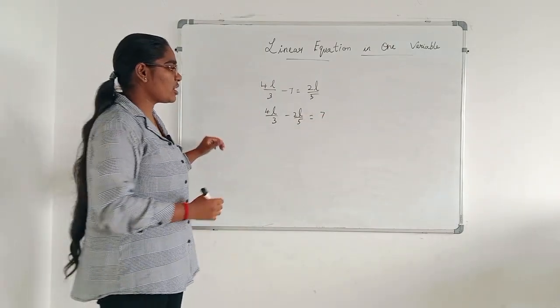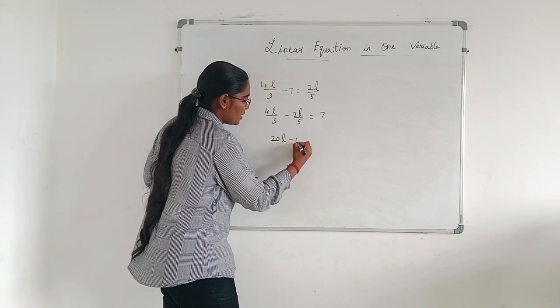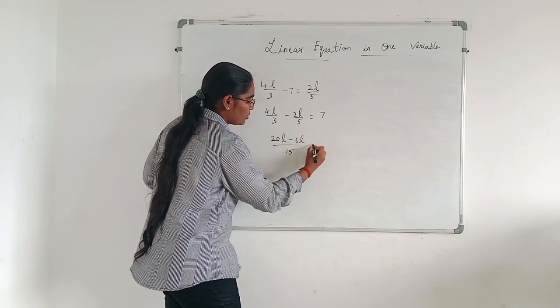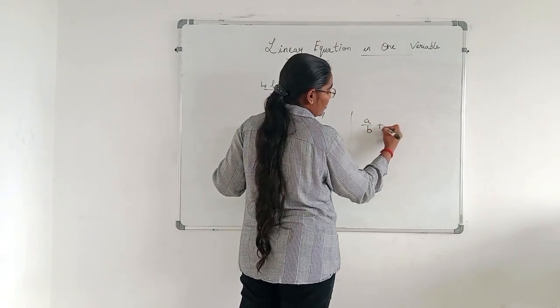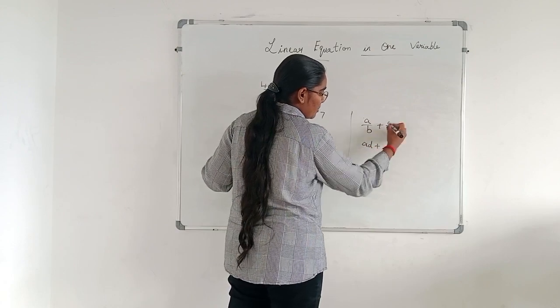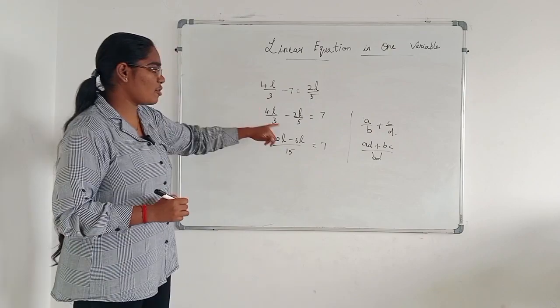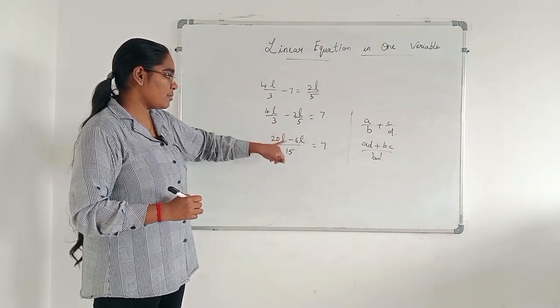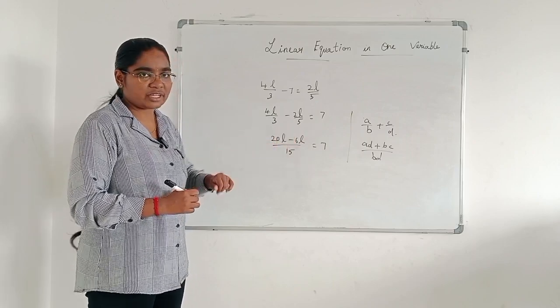Okay. Next, what we are going to do is take the LCM. So while taking LCM, what you will get? Divided by 15 equal to 7. Because you can do like this: A by B plus C by D means you can multiply these two values, AD plus BC divided by BD. In a similar way, 4 into 5, 20L minus 3 2s are 6L divided by 3 5s are 15 equal to 7.